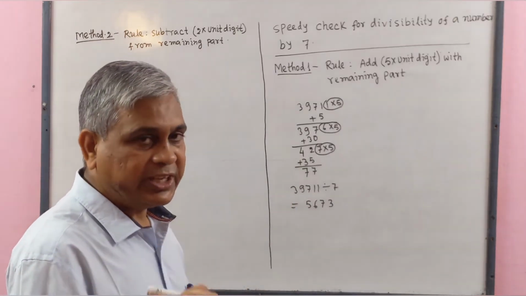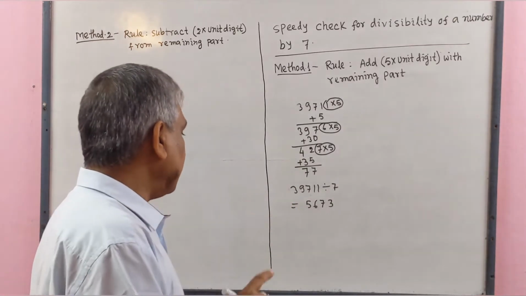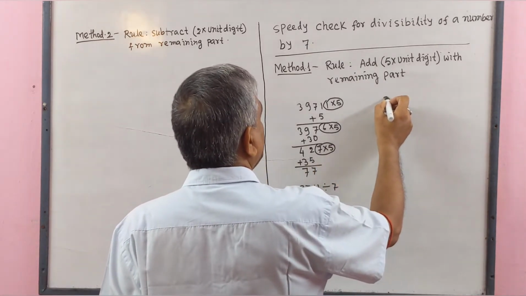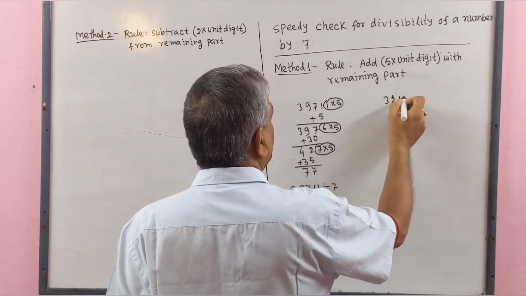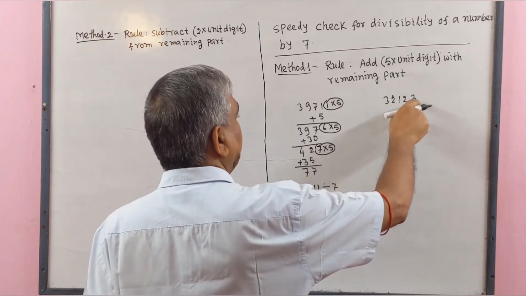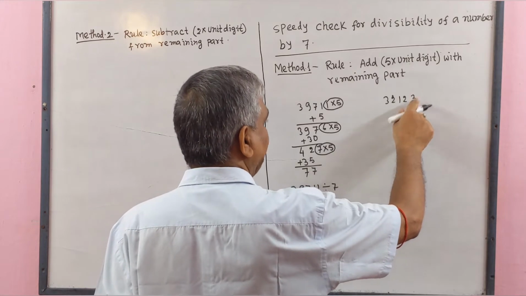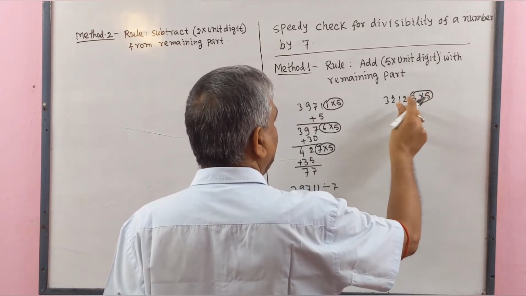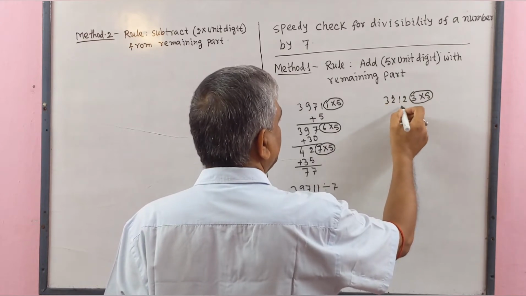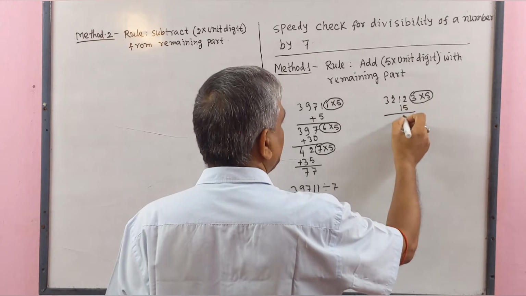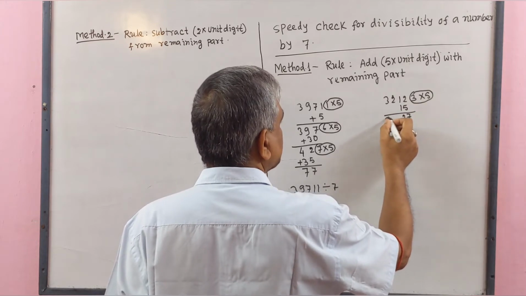Now we check another example. Let the number be 32123. The digit in the unit place is 3. We multiply this by 5 and add it to the remaining part. 3 multiplied by 5 is 15. 15 plus 12 is 27. Here 32.